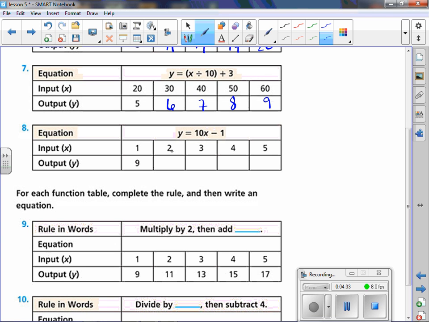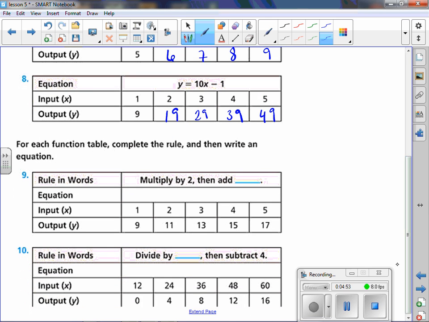10 times 2 is 20, minus 1 is 19. 3 times 10 is 30, minus 1 is 29. 4 times 10 is 40, minus 1 is 39. 5 times 10 is 50, minus 1 is 49. All right, now we have to decide the rule.